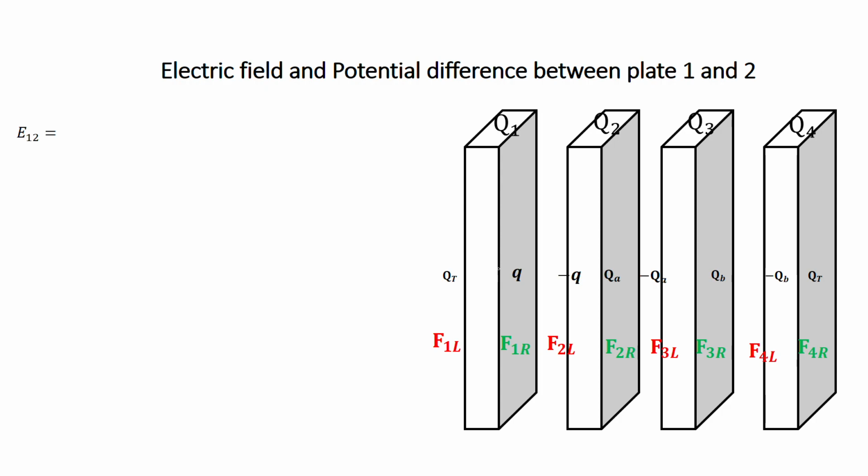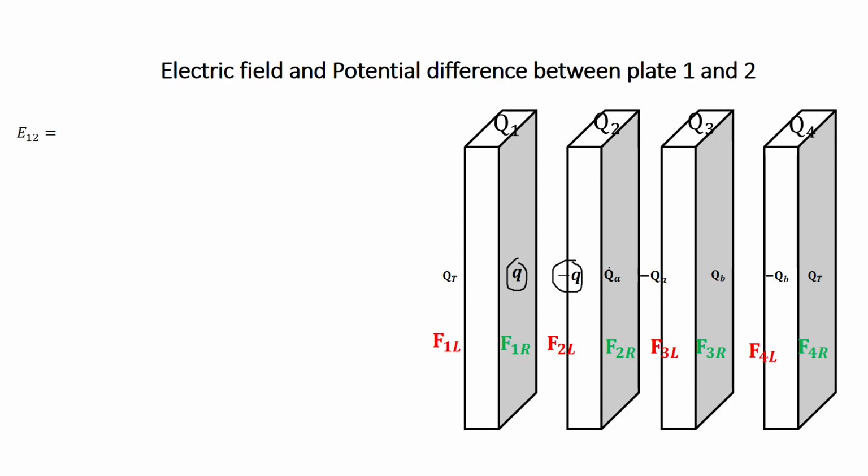So now coming to these four plates, let us assume that a charge q appears on our first plate. By Gauss law, minus q will appear on the second plate. This has been detailed and discussed in my previous video.